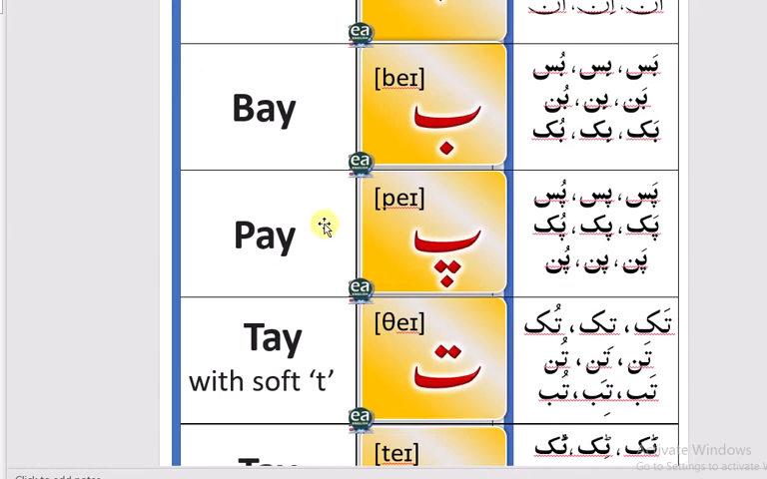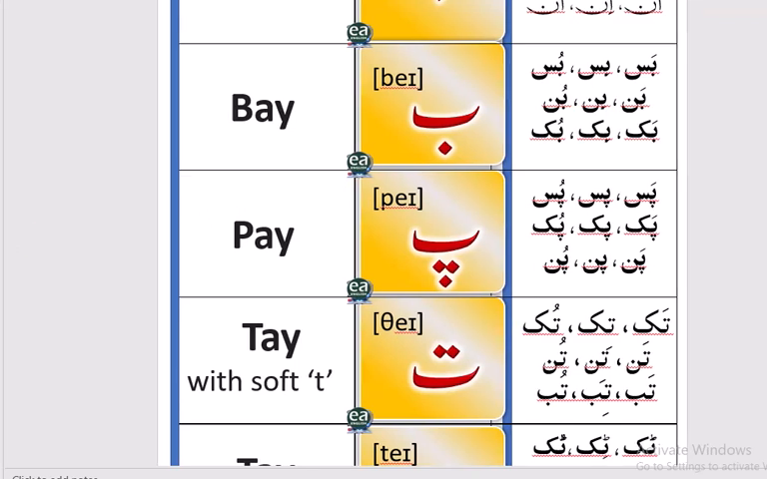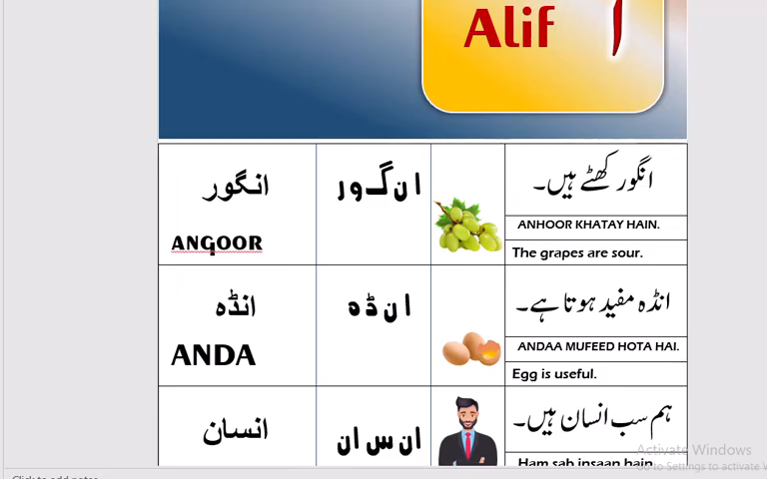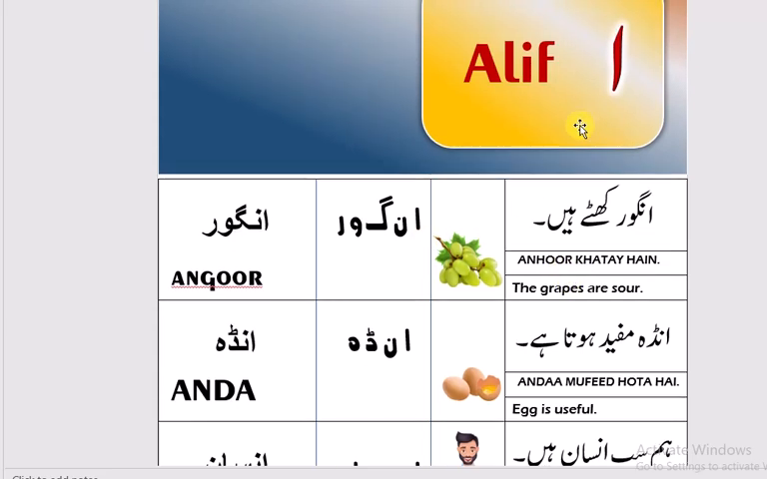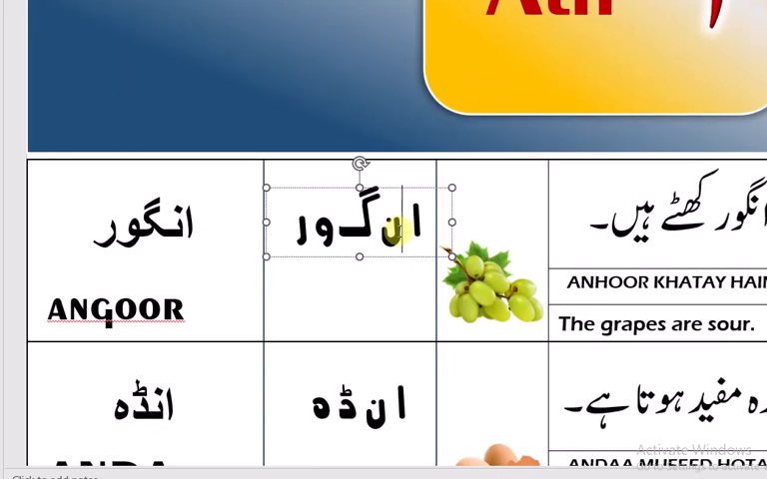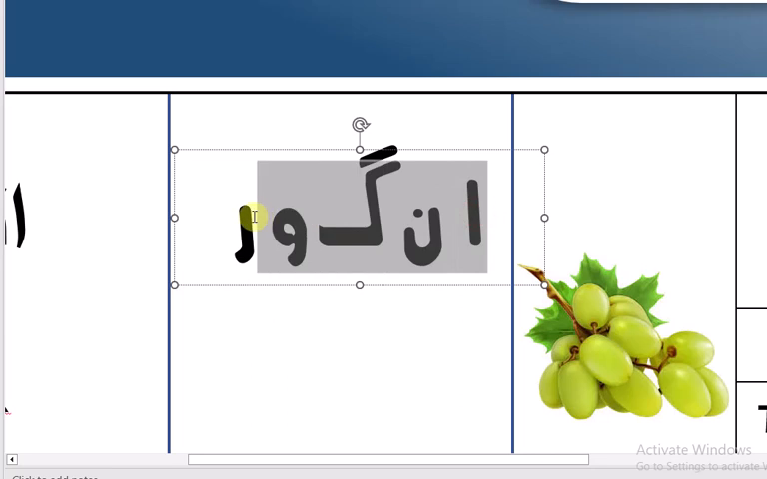I wish if we practice using alif, be, and pe, using them in words properly, it will be interesting for both of us. Okay, the first example, which was alif, we were learning yesterday. Angur. Yes. Alif, noon, kaf, waw, ra.